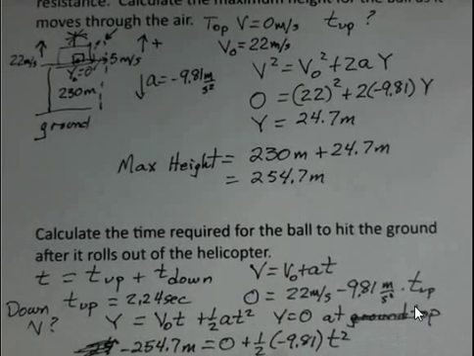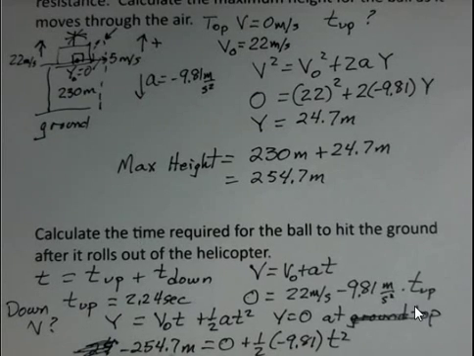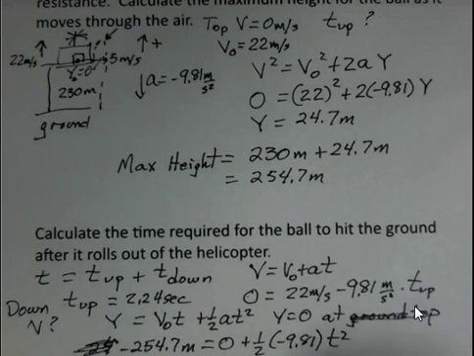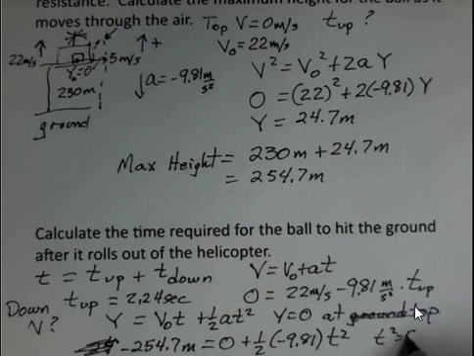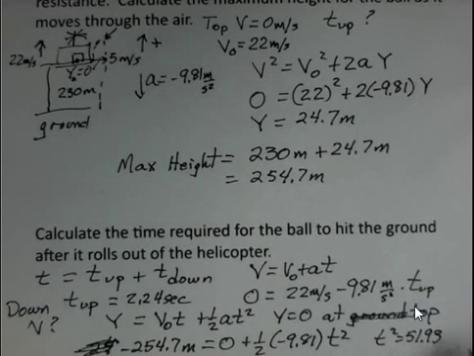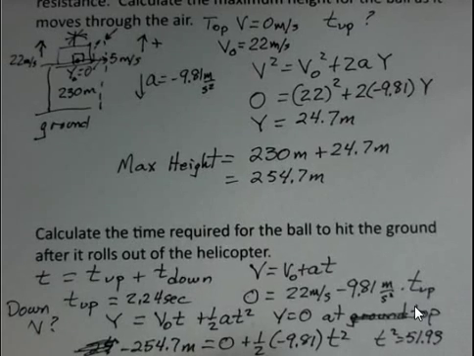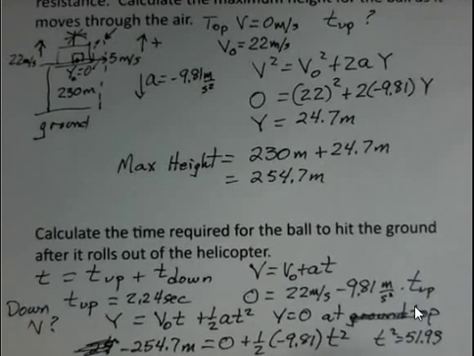So again, pretty direct calculation. The minus signs will cancel. So take the 254.7, multiply by 2, divide by 9.81, and I get a t squared of 51.93. But I have to remember to take a square root, and I get a time coming down of 7.21 seconds.